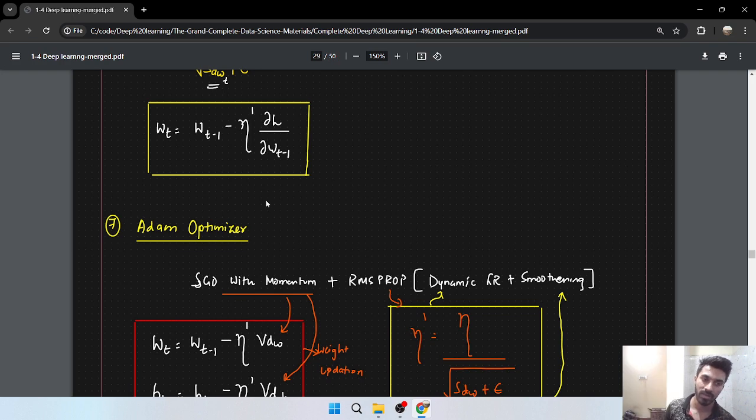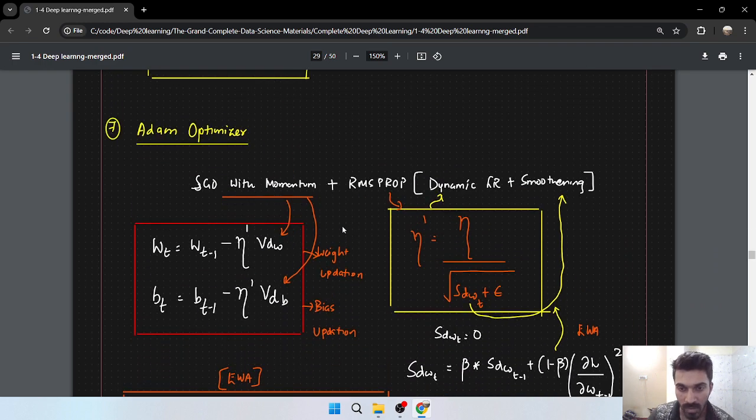Now the last optimizer, which is a good optimizer, the Adam optimizer. You have to learn this. This is the best optimizer, and 99% of the time every algorithm will use this. If you are using ANN, CNN, RNN, any problem like transformer, BERT, ChatGPT, everywhere we will use this Adam optimizer as a loss function optimizer. In Adam, SGD with momentum plus RMSprop, dynamic learning rate plus smoothing, all of these things are combined inside the Adam optimizer.